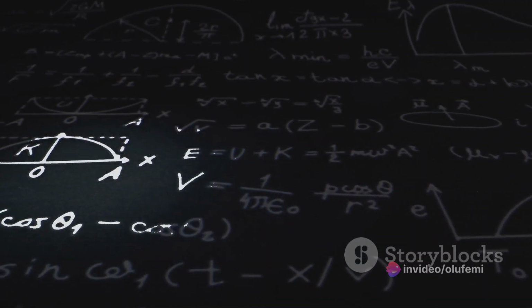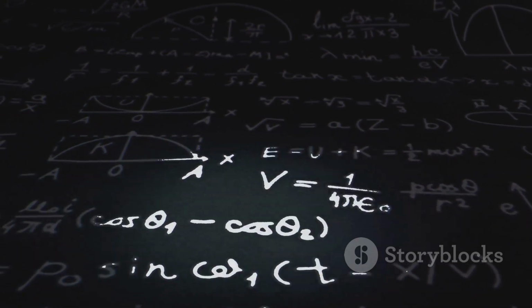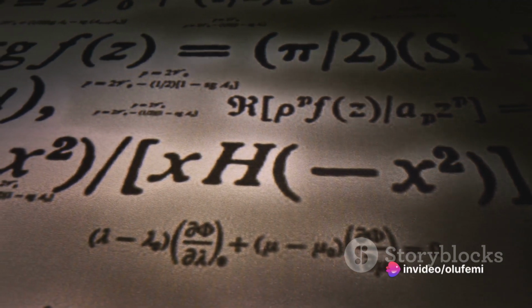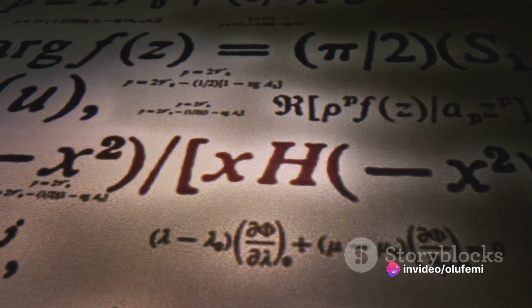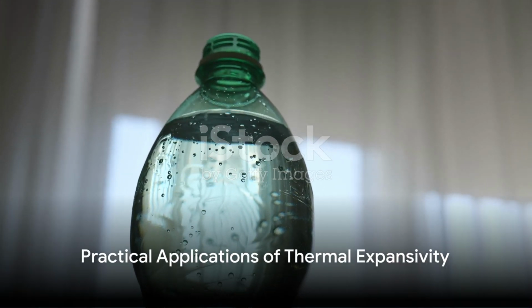Finally, we have volume expansivity. As the name suggests, this is the change in volume of an object with temperature. The formula for volume expansivity is change in volume equals initial volume times the volume expansivity times the change in temperature. Different materials have different expansivities.